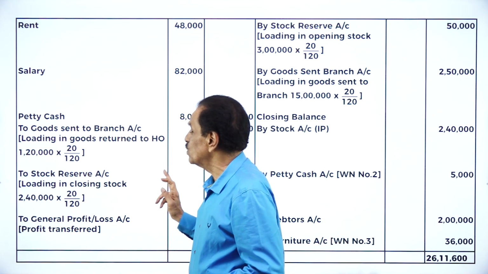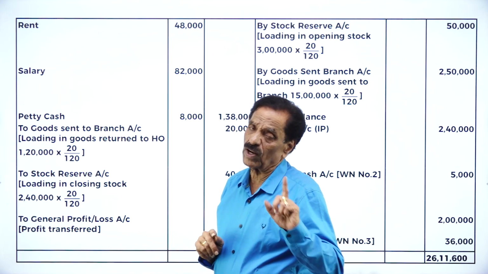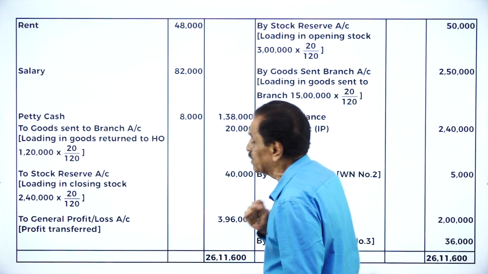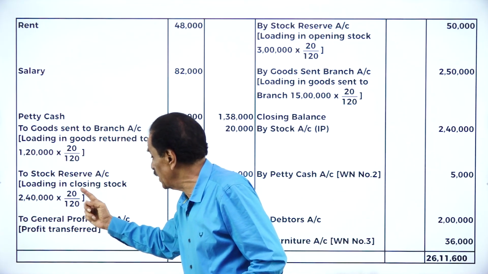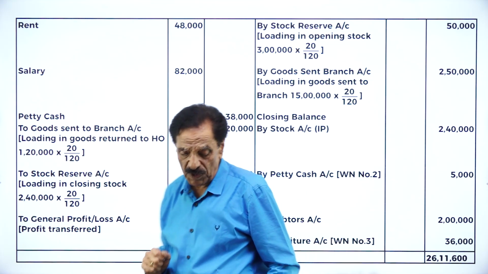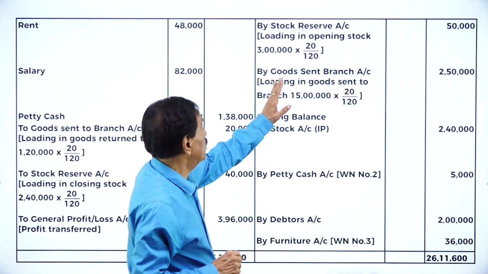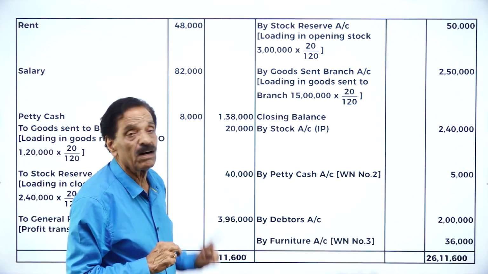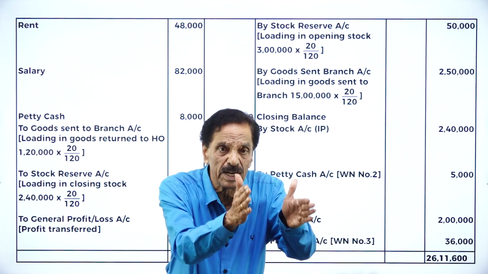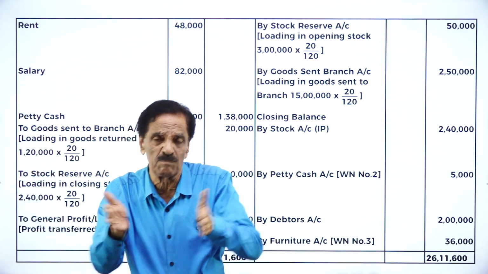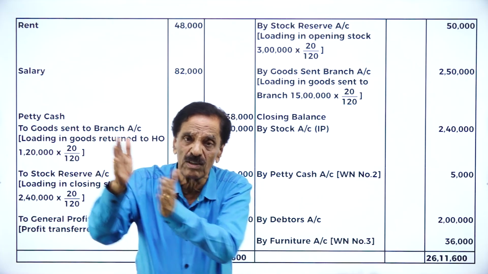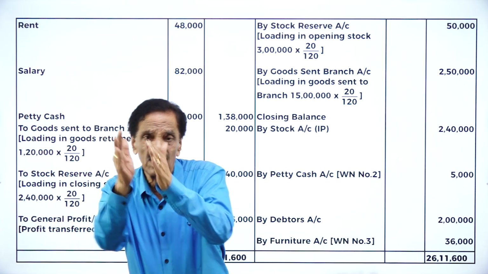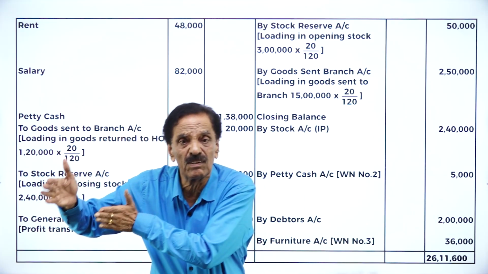Then you have the closing stock. Closing stock is 2,40,000, which includes the stock reserve: 20 by 120 is 40,000 rupees. Come back to the credit side here. By stock reserve on opening: your opening stock is 3 lakh, 20 by 120 is 50,000 stock reserve. Opening stock on the debit side, stock reserve on the credit side. Goods sent to branch on the debit side, stock reserve on the credit side. Closing stock on the credit side, stock reserve on the debit side. Goods returned on the credit side, stock reserve on the debit side.